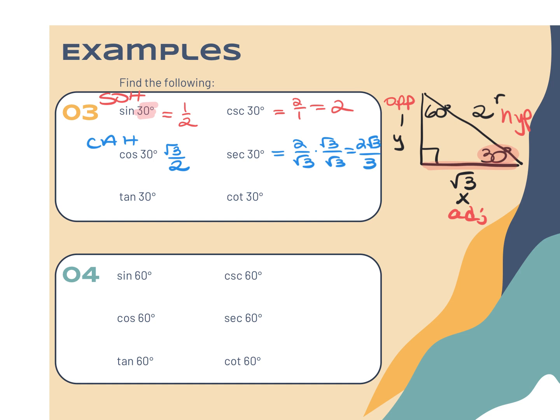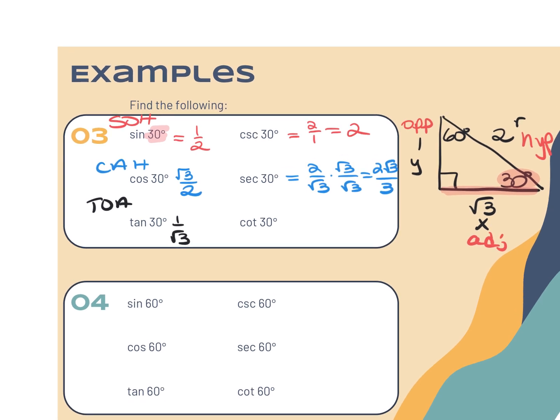So let's try the tangent now. Tangent is the TOA. So if I do opposite over adjacent, notice again I've got a radical in the denominator, so I have to rationalize. Multiply top and bottom by square root 3. So the final answer here is the square root of 3 over 3.